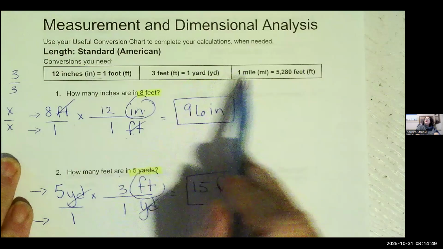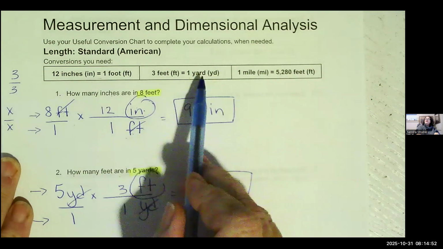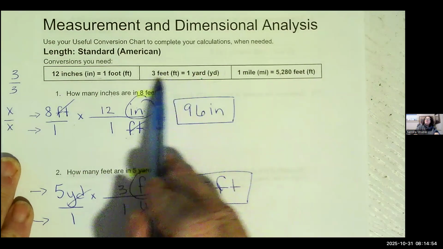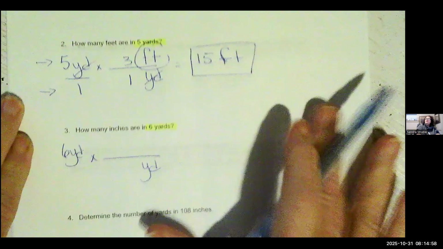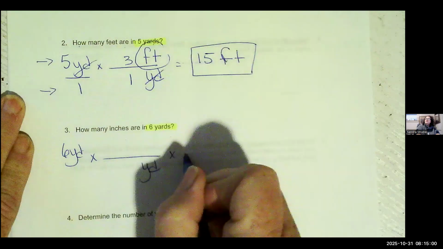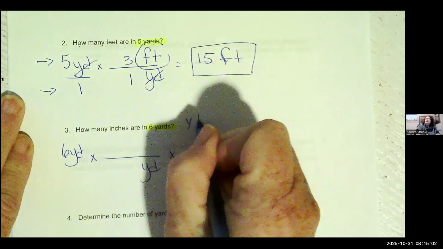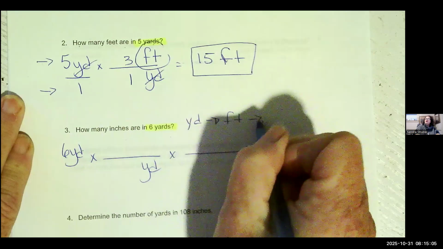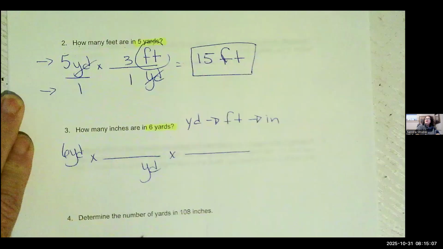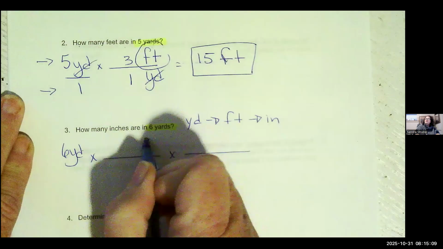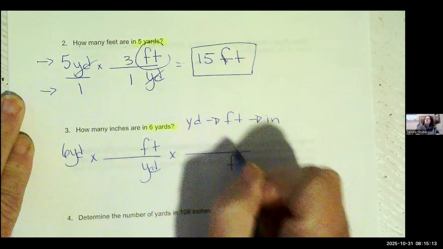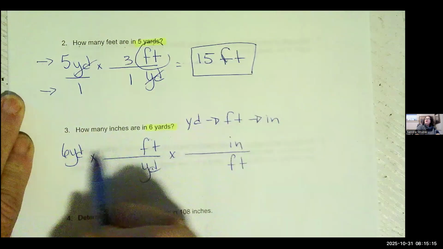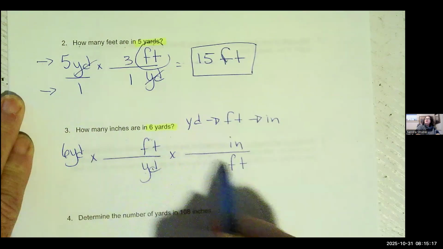Not directly, not in one step, but I can go from yards to feet and then feet to inches. So this is going to be a 2-step conversion. So 2 steps, and I'm going to go from yards to feet to inches. I'm just going to set my units first. Yards to feet, and then I don't want feet, so feet to inches. Notice that yards will cancel and feet will cancel, and I'm left with inches, which is what my goal was.